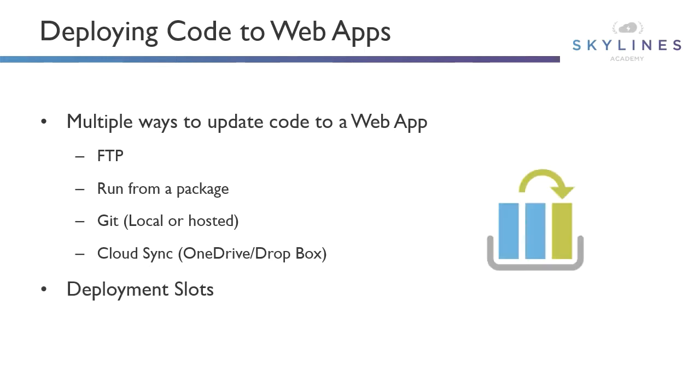One advantage to web apps is deployment slots. Deployment slots give us the ability to have multiple versions of a web app running side by side. We can have our production code running in one deployment slot and be testing the QA code in another deployment slot. Once the QA code has passed all the tests, you can simply swap the slots.